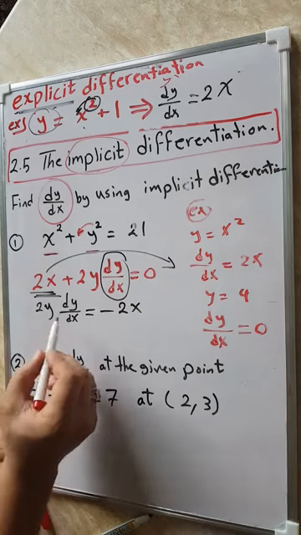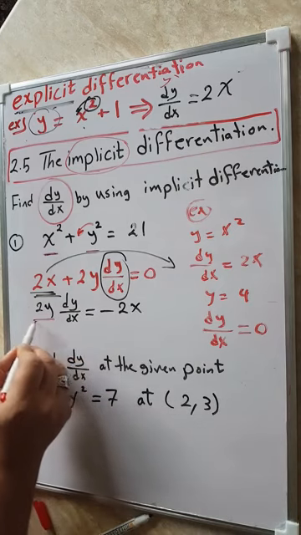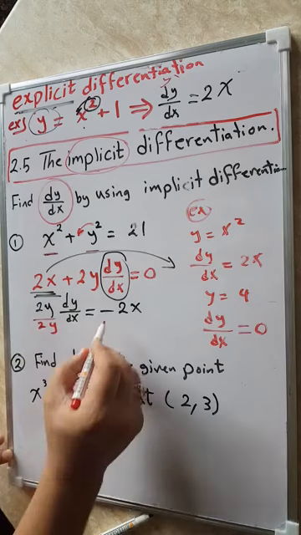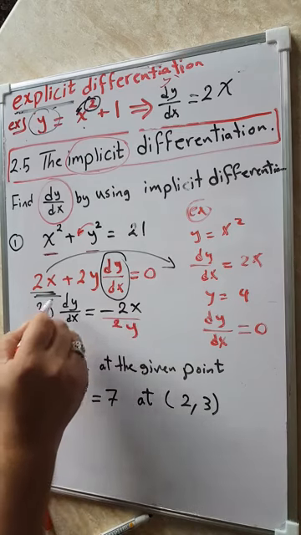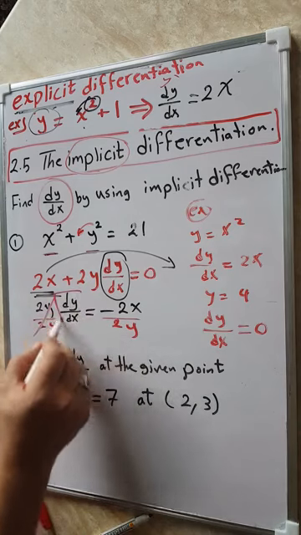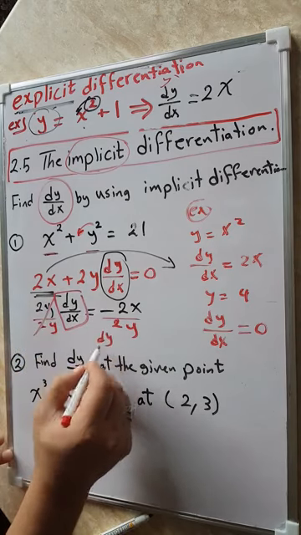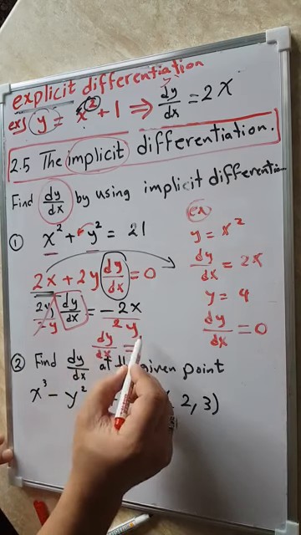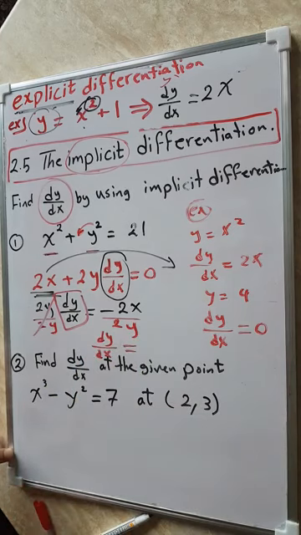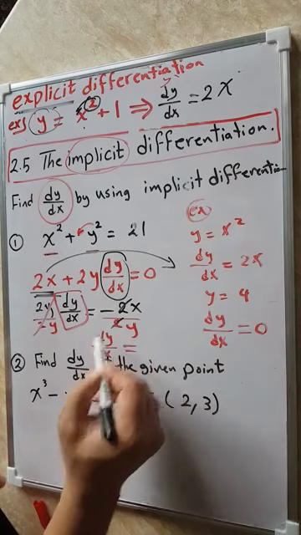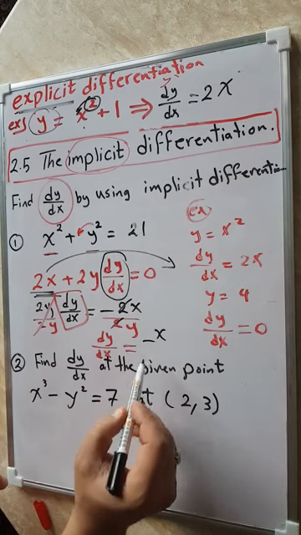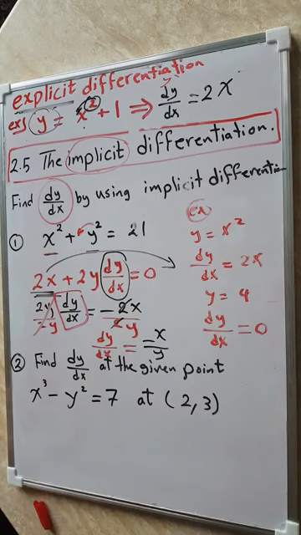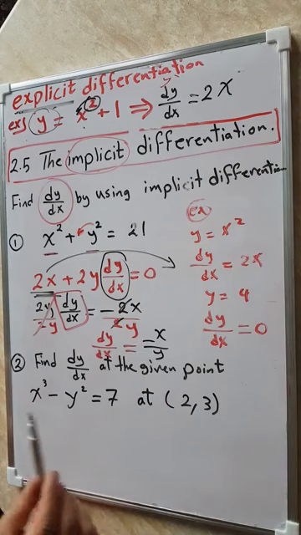Now, I want dy over dx, so I should divide by this 2y on both sides. This will be cancelled, so you will have dy over dx equals negative 2x over 2y. Can we simplify this one? Yes, we can. If you just cross out these two together, you will have negative x over y. I think it's easy and direct. We'll just be to the point.